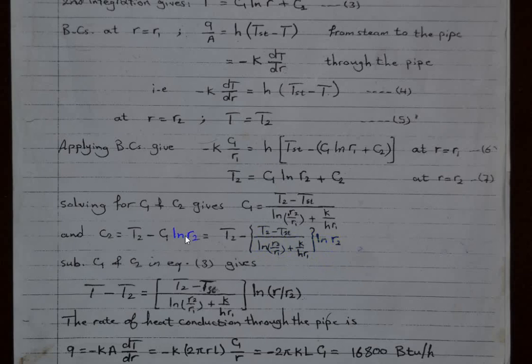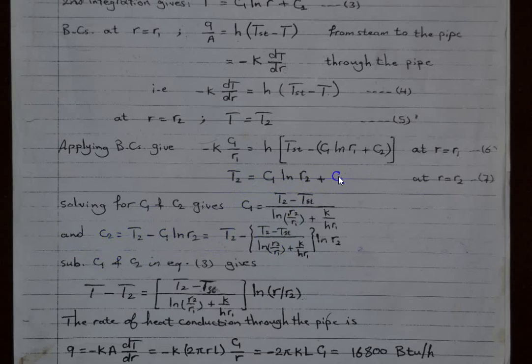In ln R2, the C1 will be completely evaluated right into the equation of C2, as indicated here, because C1 was extracted before. C2 is extracted as follows: T2 should be inserted into the left hand side of the equation instead of C2, and C2 should be transferred to the left hand side of the equation.